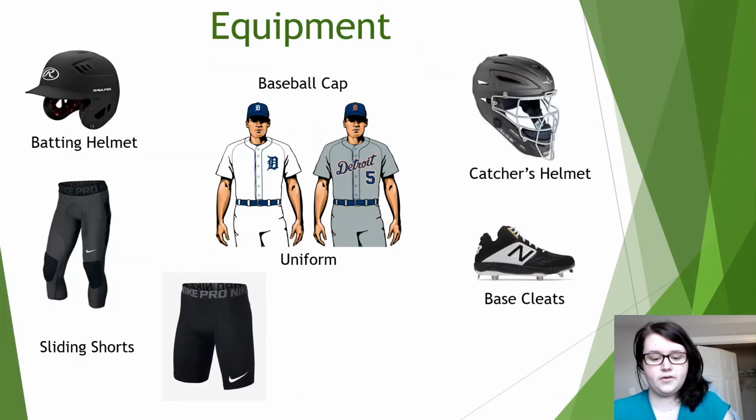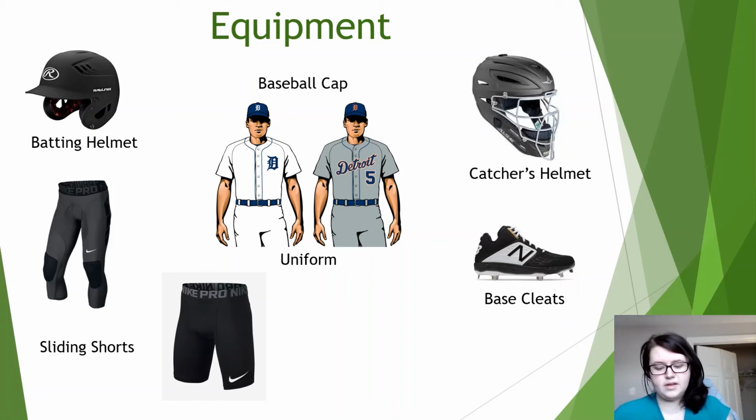A little bit of equipment. Our first piece of equipment is our batting helmet, which is used by the player to protect their ears. Most commonly you will see protectors on both ears to accommodate both left and right-handed batters. Then we have our baseball cap, which protects the players from the sun in their face when they're playing the game. And then we have our catcher's helmet.